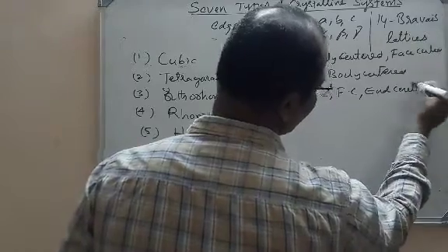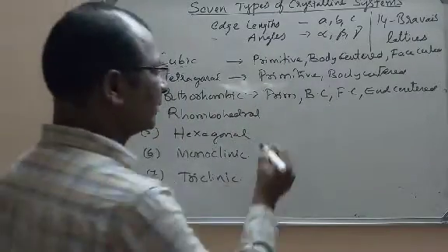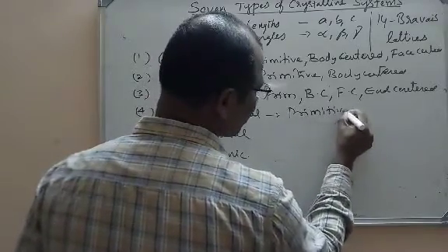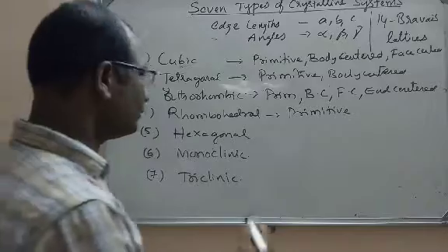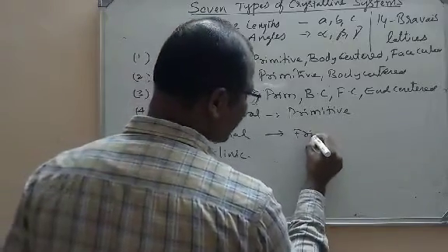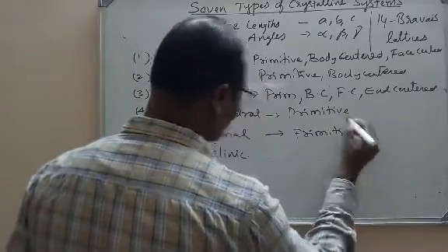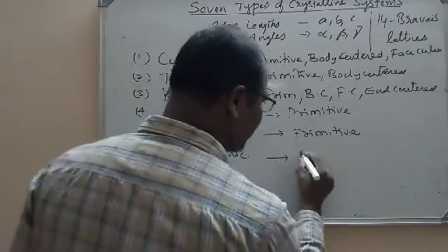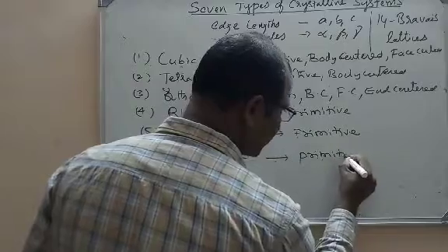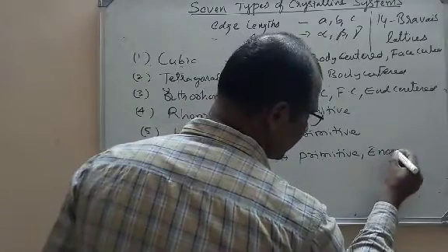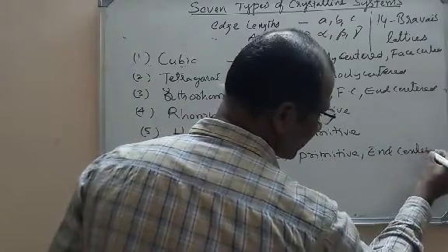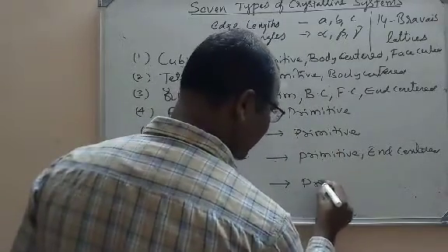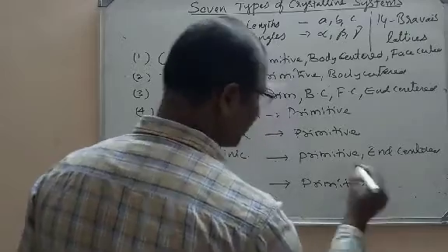It will be available in four forms. If you take rhombohedral, that will be only of primitive form, primitive lattice. Hexagonal, that will be also only of primitive. And if you go for monoclinic, it is both in primitive and one more is end centered. And finally triclinic will be available only in primitive.